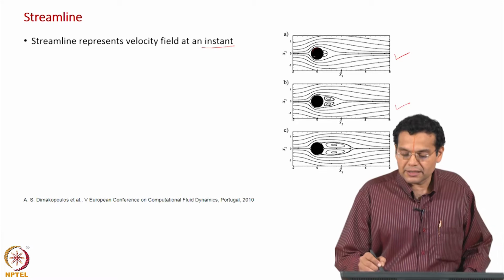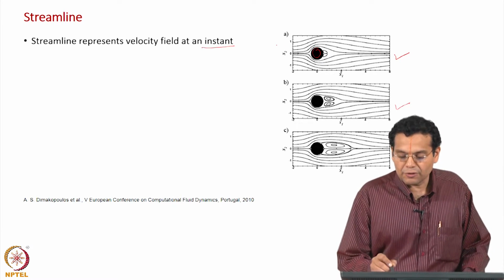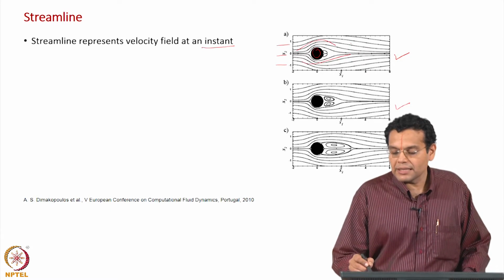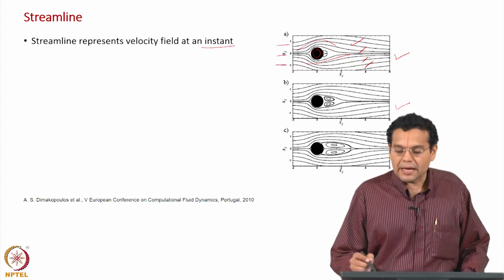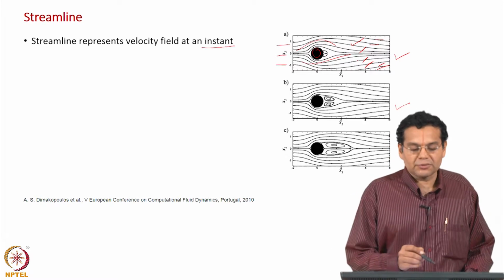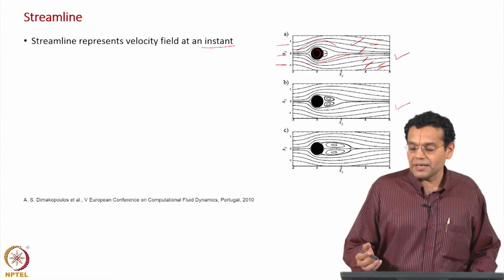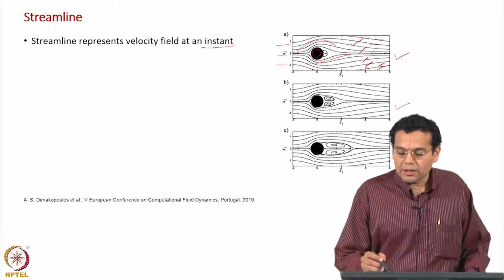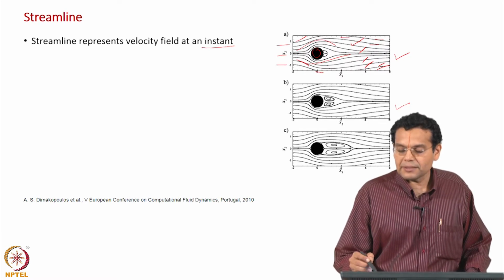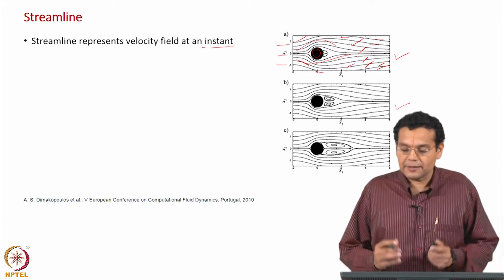You have a circular cylinder here. What you see is just a front view, and you have flow entering here and then flowing over the cylinder. So, all these are streamlines, and if you draw a tangent anywhere, you get the entire velocity field. That is what this statement tells you. Streamline represents velocity field at an instant. So, wherever you can draw a tangent, it will represent the velocity vector at all those locations. So, you can get the entire velocity field.